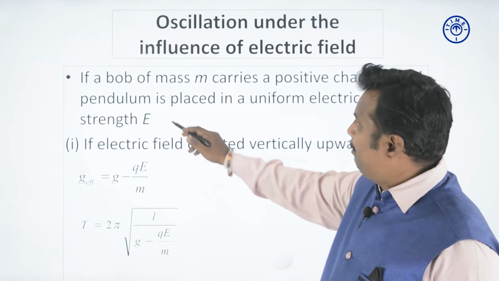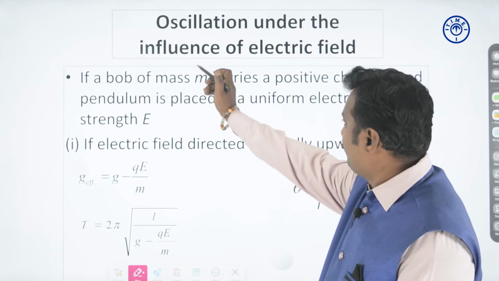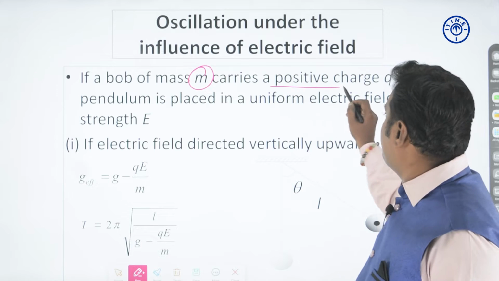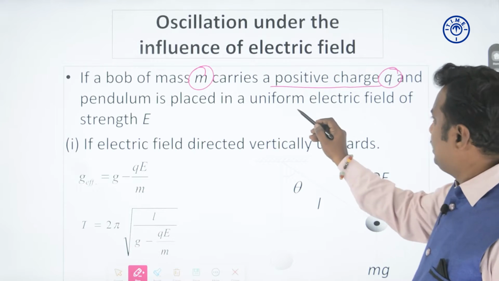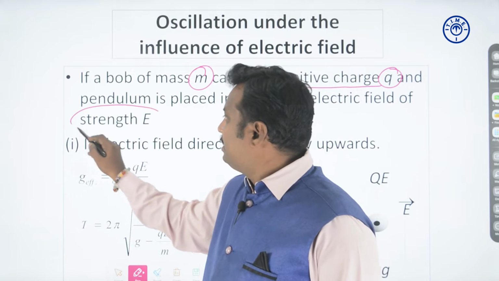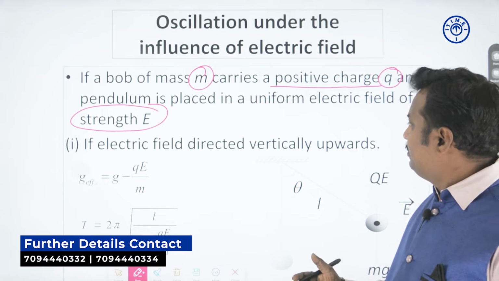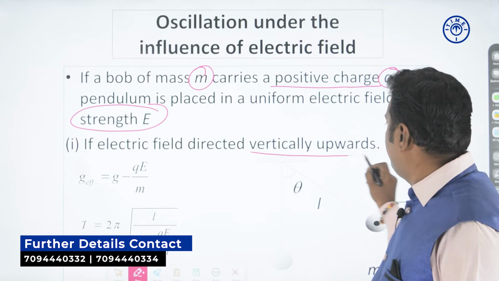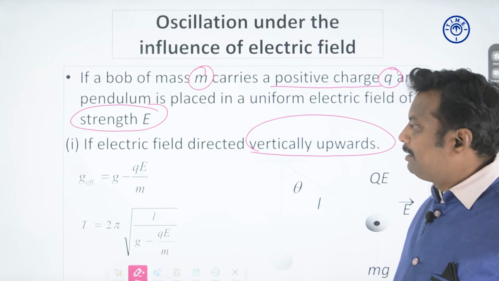A bob of mass m carries a positive charge. என்ன சார்ஜ் இருக்கு? பாசிட்டிவ் சார்ஜ் இருக்கு. அதோட வேல்யூ எவ்வளவு சார்? Q. அது வந்து ஒரு யூனிஃபார்ம் எலக்ட்ரிக் ஃபீல்ட் வச்சிருக்கீங்க. The field strength is taken as E. If the electric field is directed vertically upwards, என்ன நடக்கும் அப்படின்னு பார்க்க போறோம். அப்புறம் vertically downwards என்னன்னு பார்க்க போறோம்.